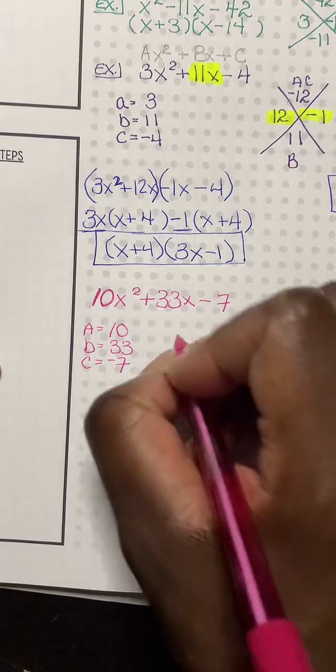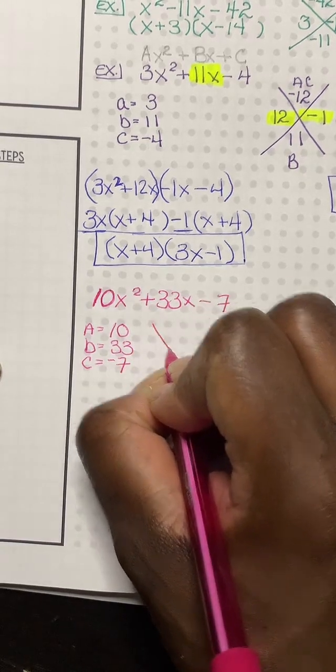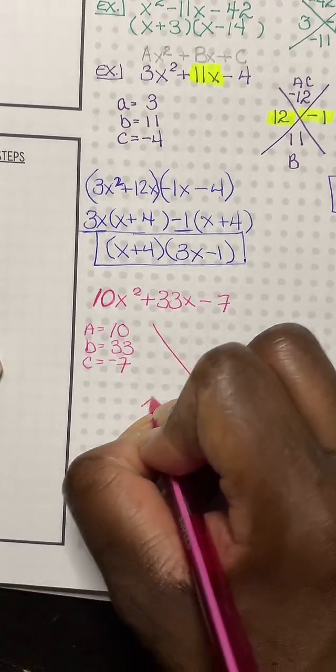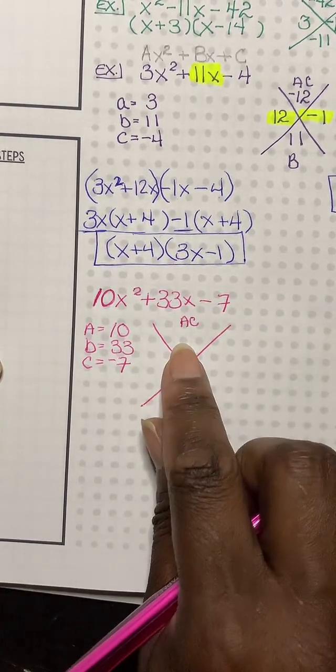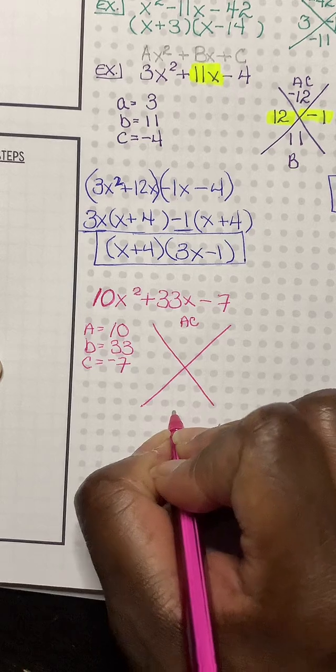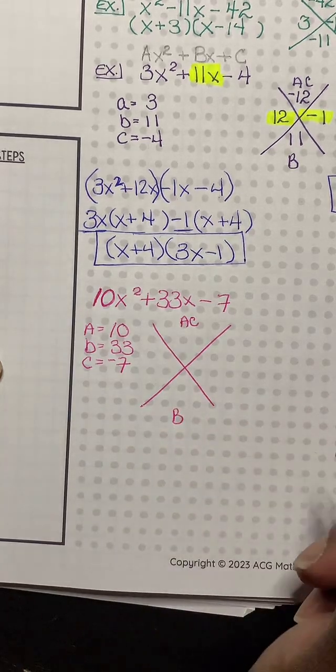Okay. So in order for us to figure out our next step, we need to write our cross. We're going to multiply the A and the C, and we're just going to rewrite our B.